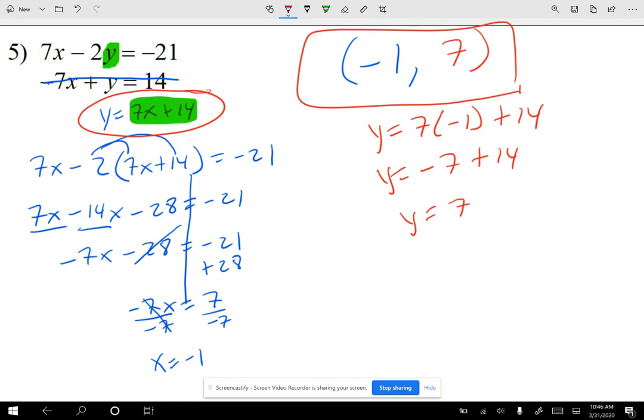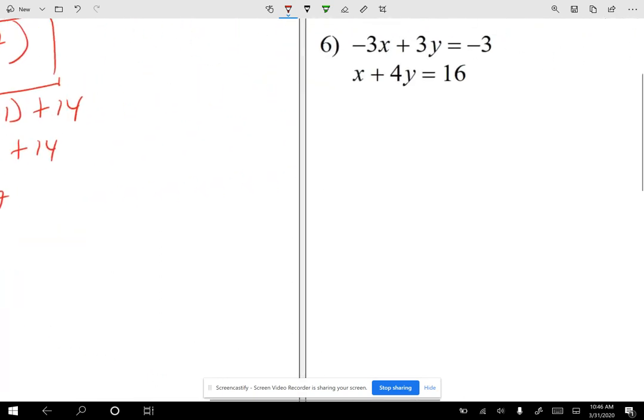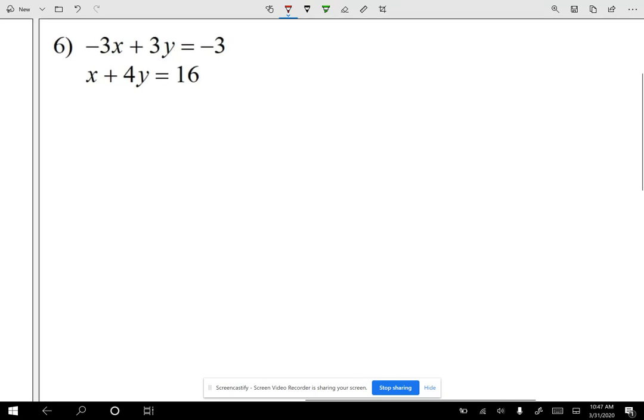All right, let's take a look at number 6. Oh, one thing, make sure whenever you answer, it doesn't matter which letter you solve for first. You have to type them in alphabetical order. The x first and then the y. All right, let's take a look at number 6.